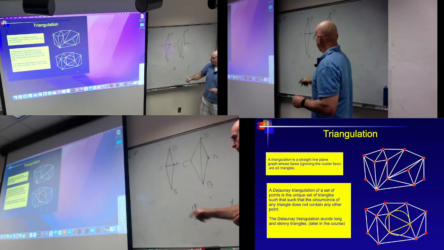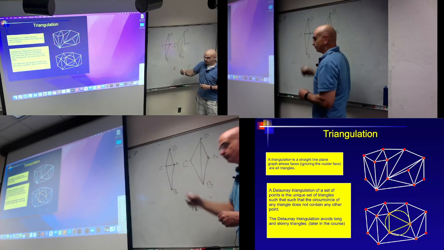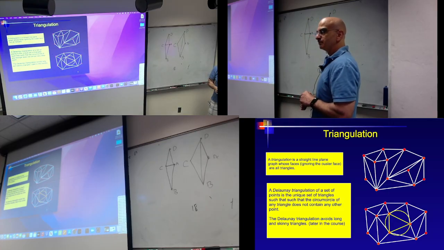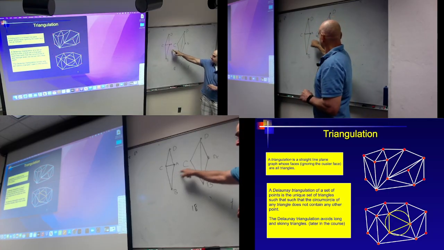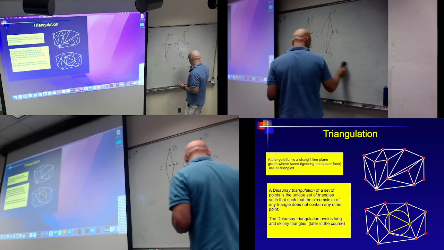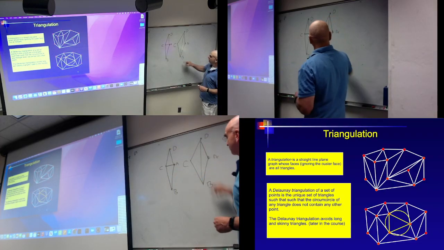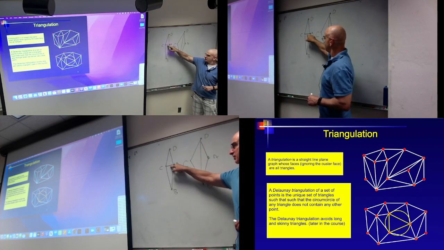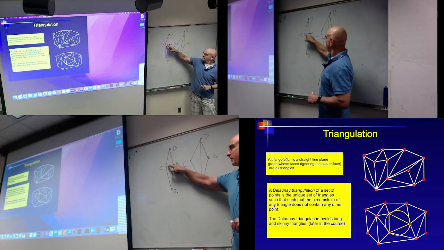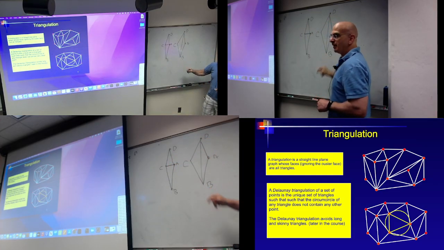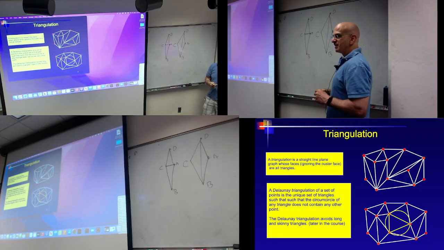I have a set of 4 points, A, B, C, D, and these 4 points define exactly 2 triangulations. That's one, that's another one. What's the difference between these triangulations? Just that this middle edge here connects C and A, here it connects D and B. Which one of them is the Delaunay one?